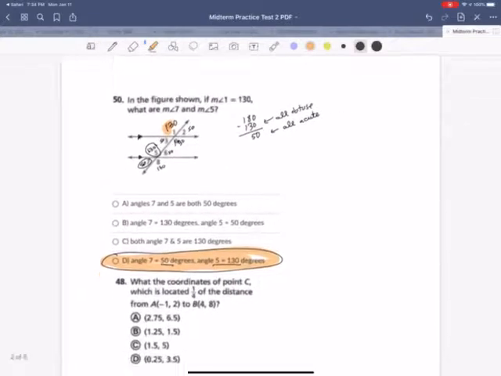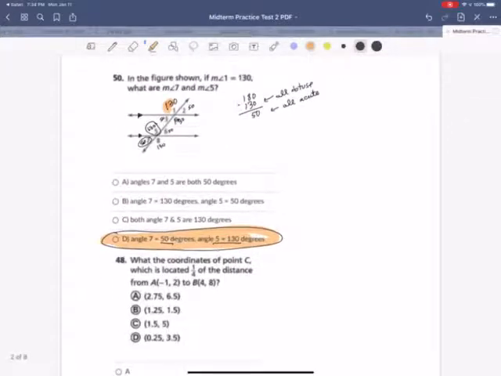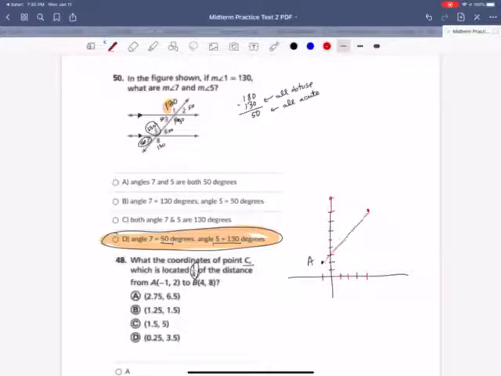Nice work. Okay, we look at the next question. What are the coordinates of point C that's located 1/4 of the distance? All right, so let's graph this. -1, +2, that's A. Where's B? Okay, 4, 1, 2, 3, 4, and then 1, 2, 3, 4, 5, 6, 7, 8. So here's a rough sketch. This is where B is.